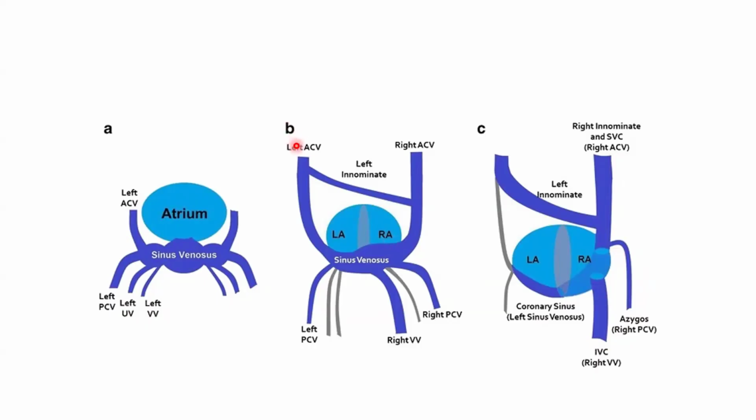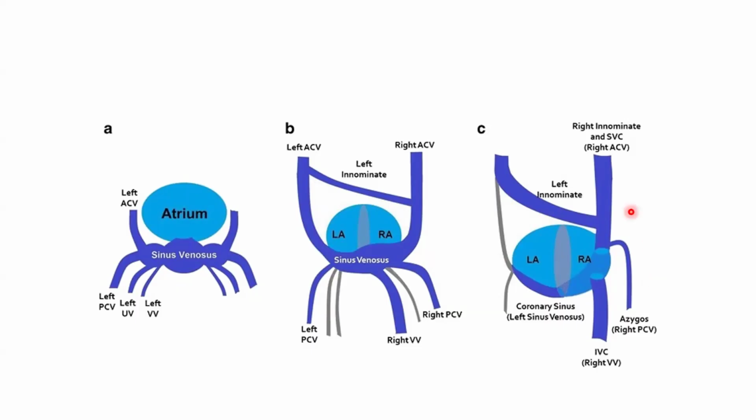The left anterior cardinal vein, which is a mirror image of the right anterior cardinal vein, originally forms the left SVC. So as this one forms the right SVC, this forms the left SVC. But ultimately, the left SVC regresses, and that is why we don't normally have a left SVC. But if this process does not occur, that is when we end up with the persistent left SVC.